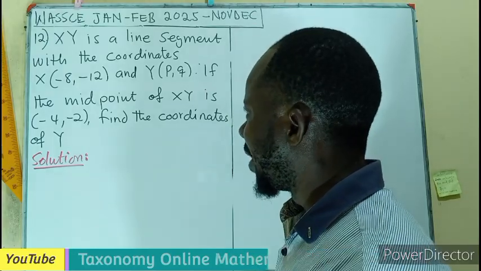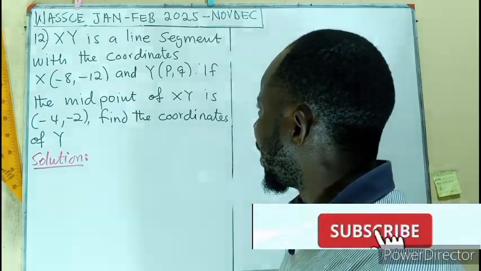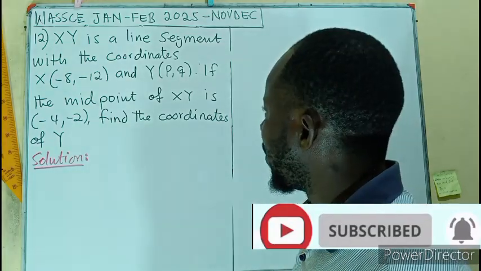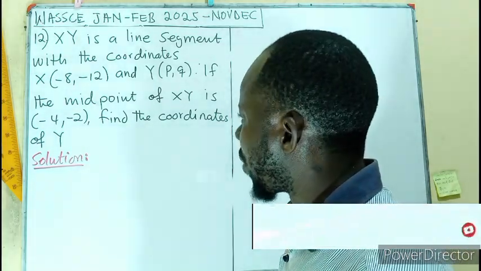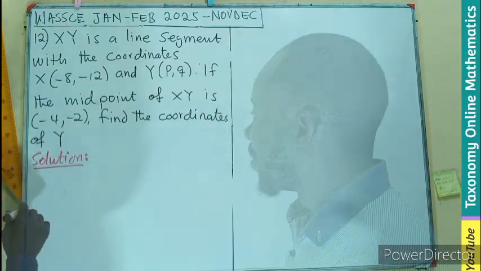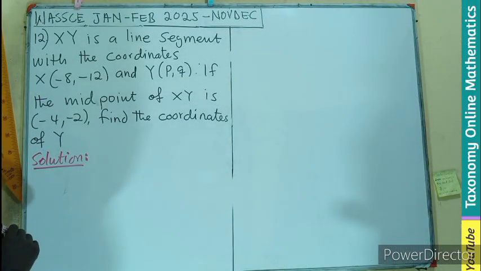XY is a line segment with the coordinates given to us, and that of P is the Y is not given in terms of value. If the midpoint of XY is given, we have to find the coordinate of Y. I'll be using the direct midpoint formula.